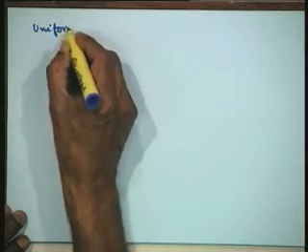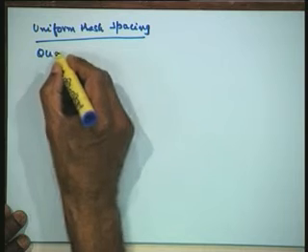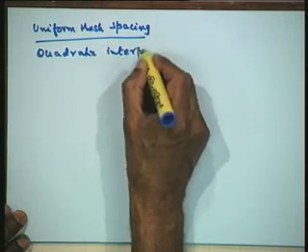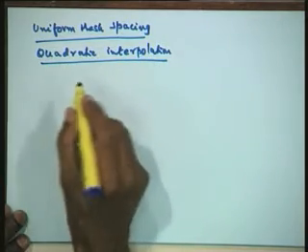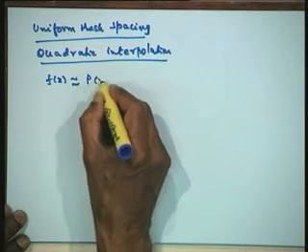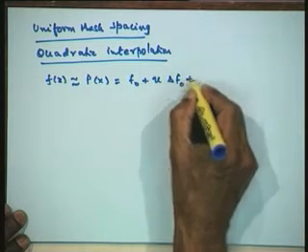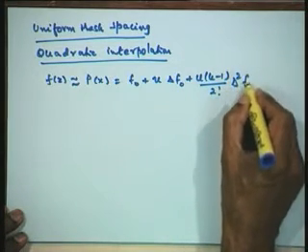So, for the case of the uniform mesh spacing, we have used the quadratic interpolation and linear interpolation also. Let us see what are the formulas that we got with quadratic interpolation. The starting point is the Newton's forward difference formula. So, we had written f(x) is approximately p(x), that is equal to f0 plus u into delta f0 plus u into (u minus 1) by factorial 2 into the second forward difference delta squared f0.